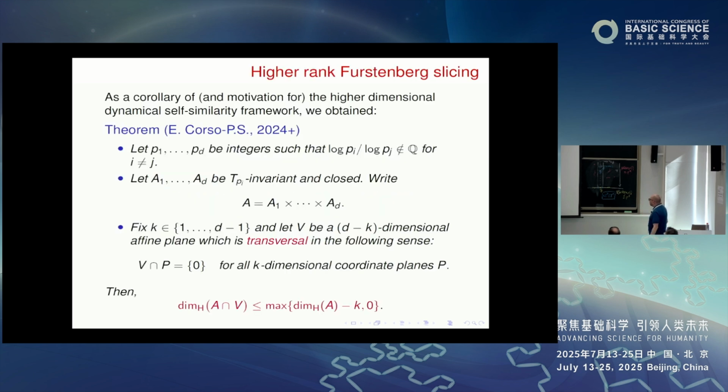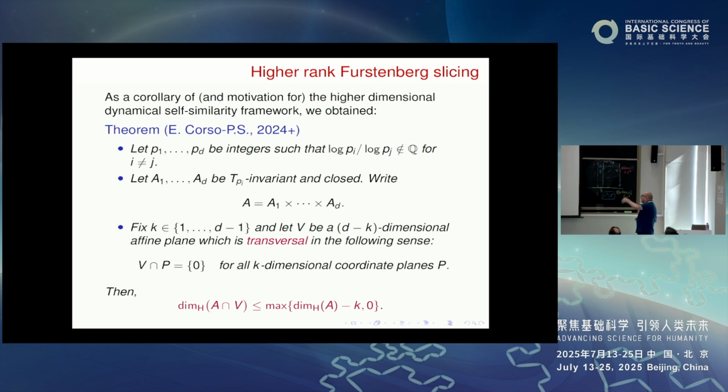In particular, we proved a higher rank version of Furstenberg slicing, where instead of taking the Cartesian product of two sets, we take the Cartesian product of d sets. One invariant under multiplication by 2, another by 3, another by 6. So it's quite surprising that 2, 3, and 6 works. You might think that it shouldn't, but it does. 12, 24, and 57. No, 57, why not?